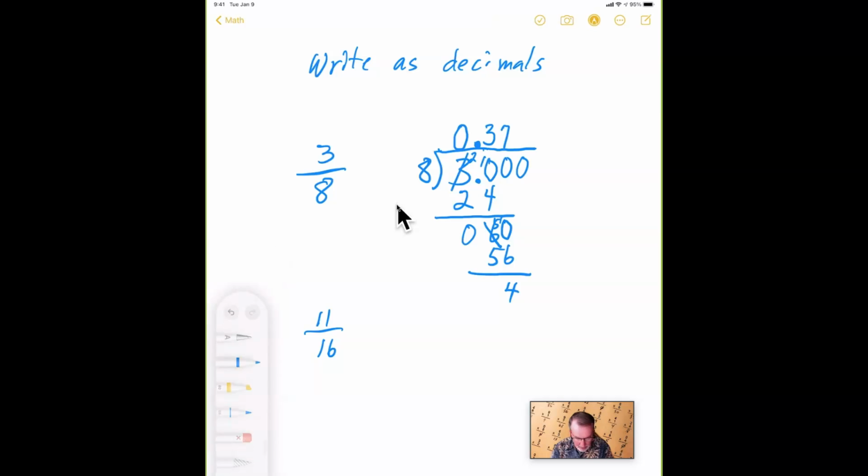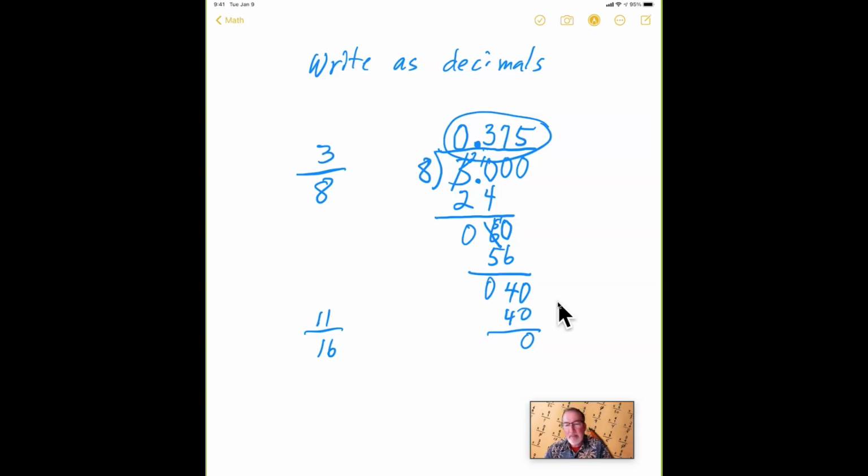Seem to have activated the eraser again. And then we bring down our last 0. And we divide 8. How many times will 8 go into 40? And the answer there is 5. And 5 times 8 is 40. So we have 0 remainder. So our answer is this decimal, 0.375. And if you work in a machine shop, you'll see a lot of these where you go from fractions to decimals and back again.